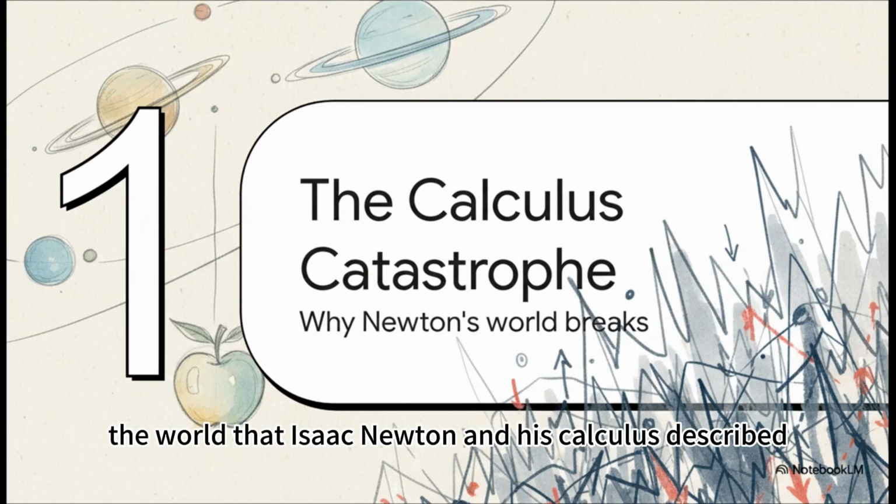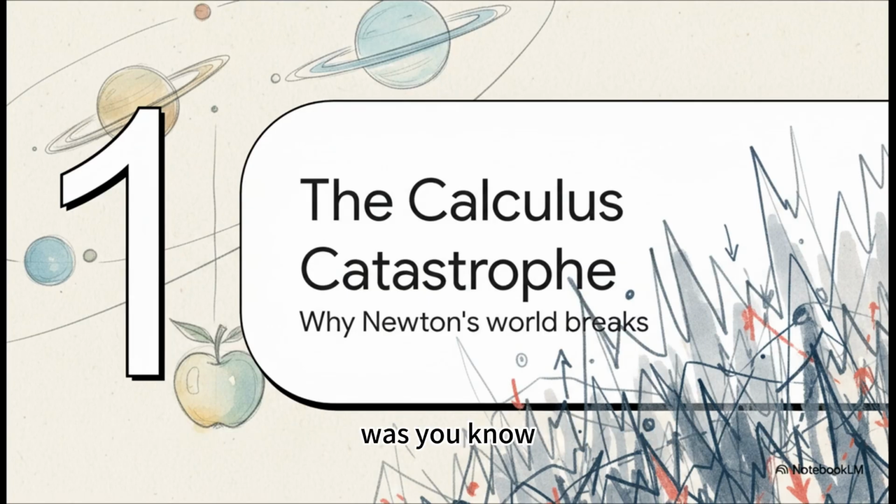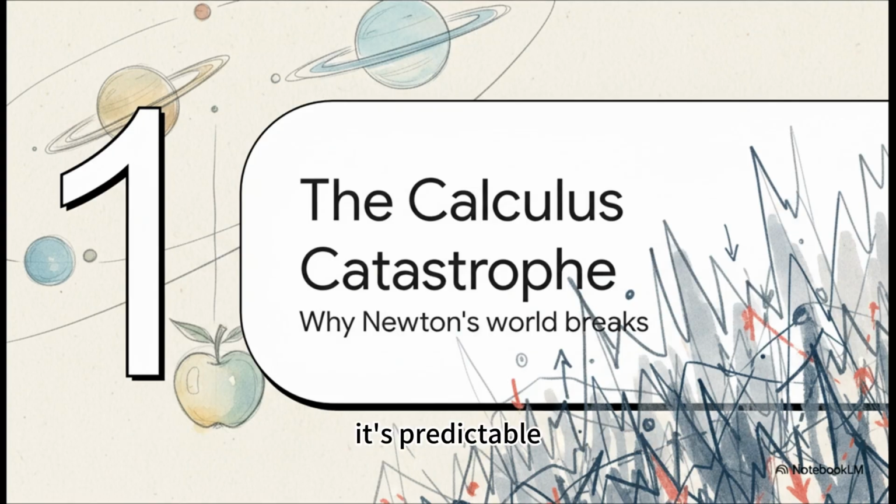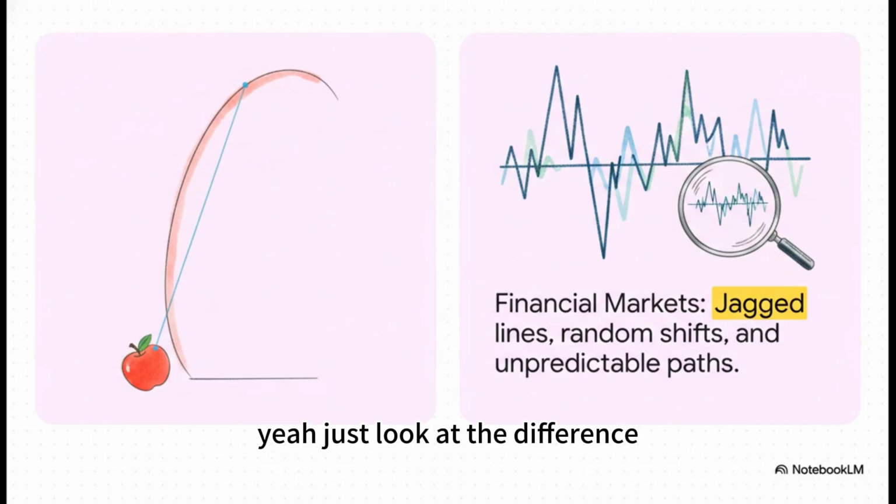The world that Isaac Newton and his calculus described was really nice and orderly. Think planets moving in orbit, apples falling from trees, everything is smooth, it's predictable. Financial markets, though, they are the exact opposite of that. Yeah, just look at the difference.